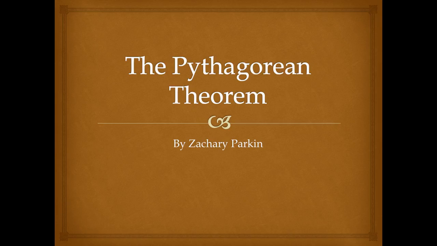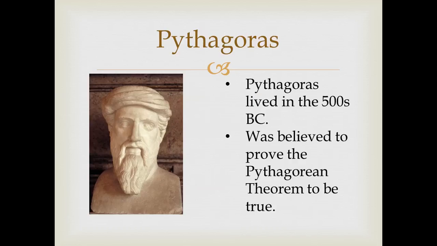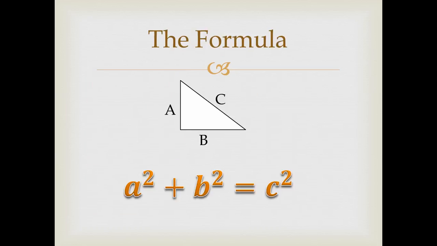Pythagorean theorem. Pythagoras lived in the 500s BC. As a philosopher and mathematician, he had many followers. The formula is most commonly written as a squared plus b squared equals c squared.